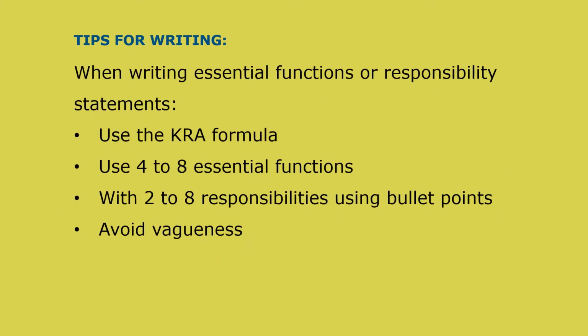Here are some tips for writing your essential function and responsibility statements. Always use the Key Result Area formula to develop your essential functions and associated responsibility statements. Use 4 to 8 essential functions to describe a position. Within each essential function statement, define 2 to 8 responsibility statements using bullet points below. Avoid using action verbs such as handle, survey, or arrange. These words are vague and do not give the reader a clear picture of the true work of the position.